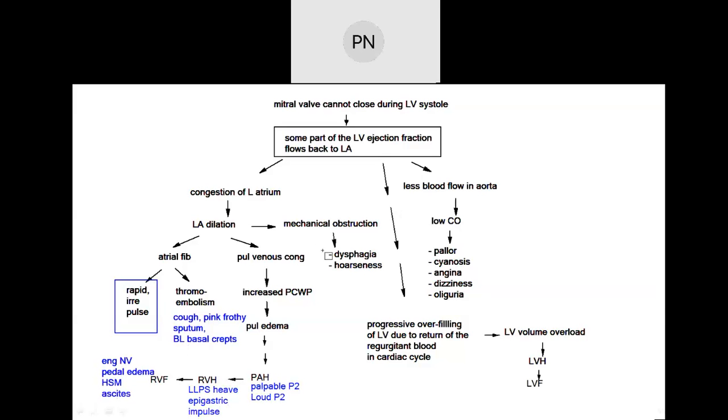Some patients with a massive enlargement of left atrium will present with dysphagia and hoarseness. And features of cardiac output insufficiency will be pallor, cyanosis, angina. Interestingly, the left ventricular failure will also produce exactly similar features. So these features are very common actually.